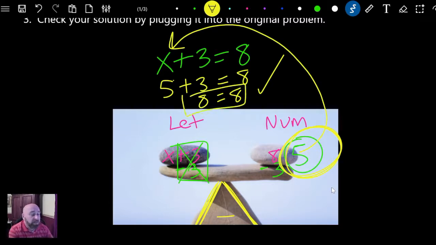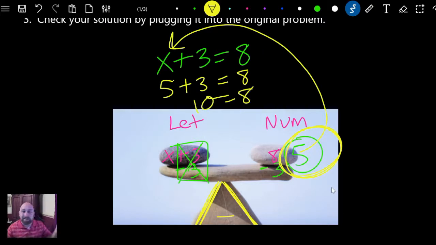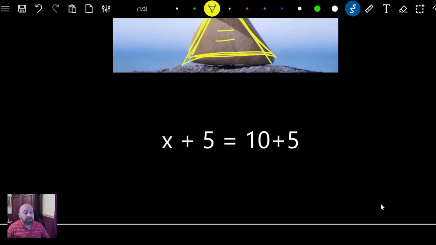Well, if you get something like 8 equals, let's say it was 10. 8 equals 10. Well, it's wrong. 8 does not equal 10. Or, better yet, since this is 8 over here, we could say 10 equals 8. If we get something like that, we know we did something wrong, and we've got to go back and fix it at that point. But on the one that we just did, we did get 8 equals 8, so we were good.